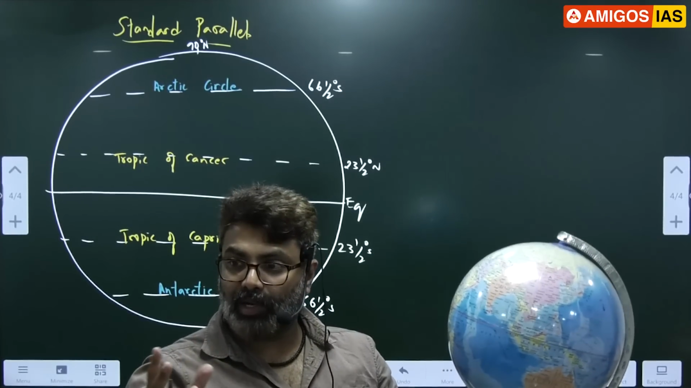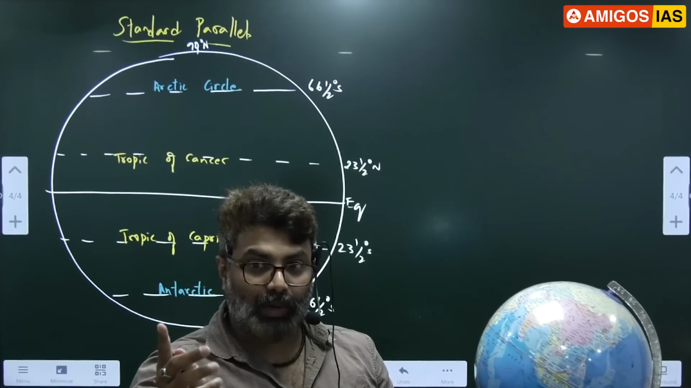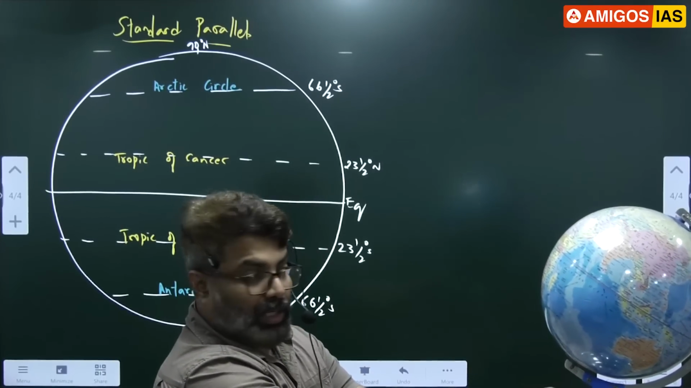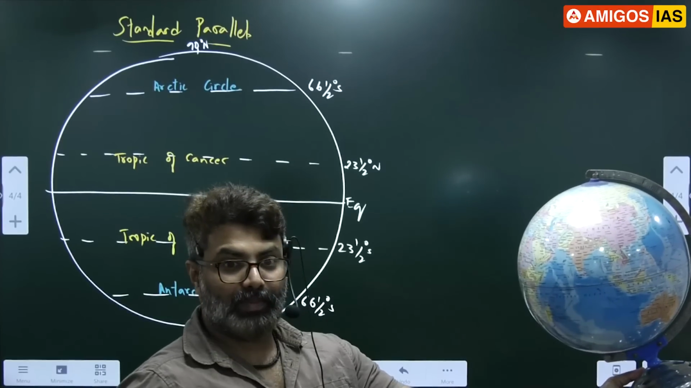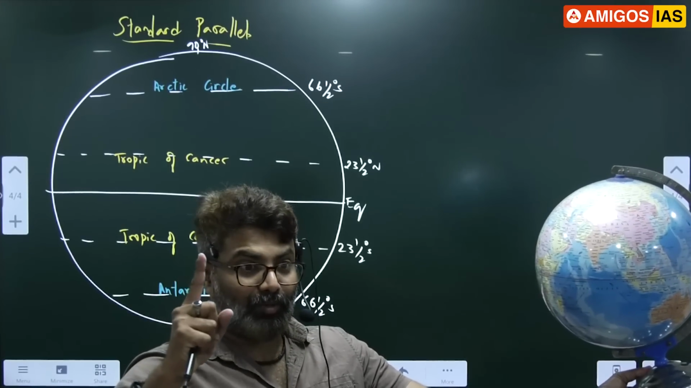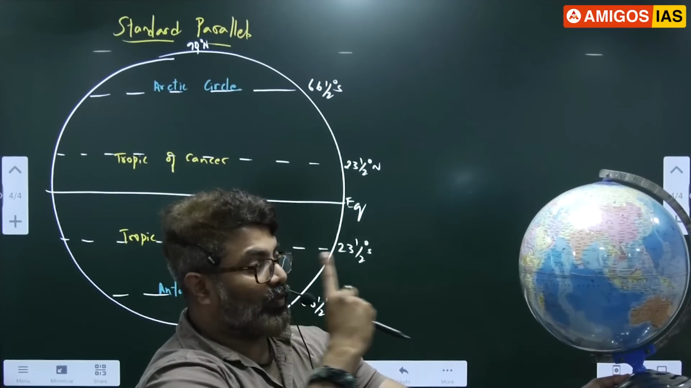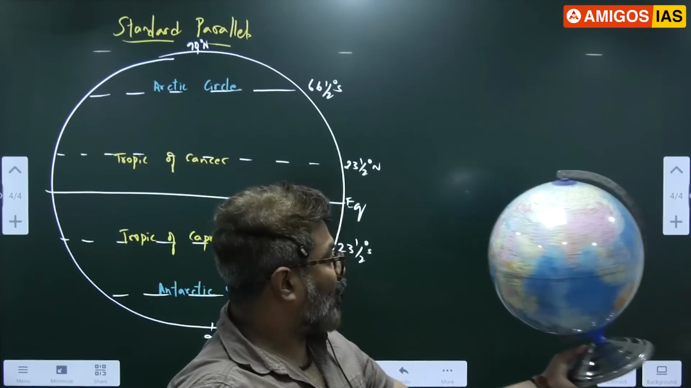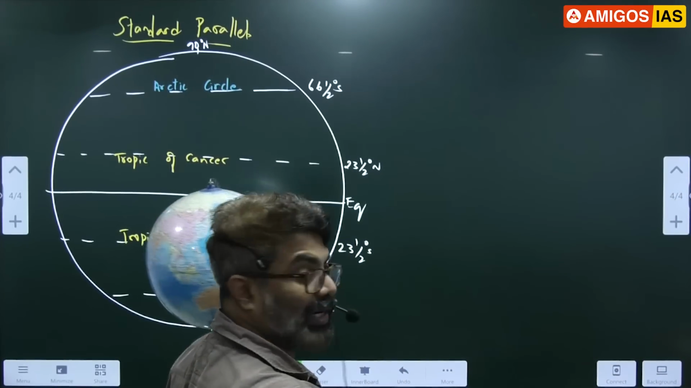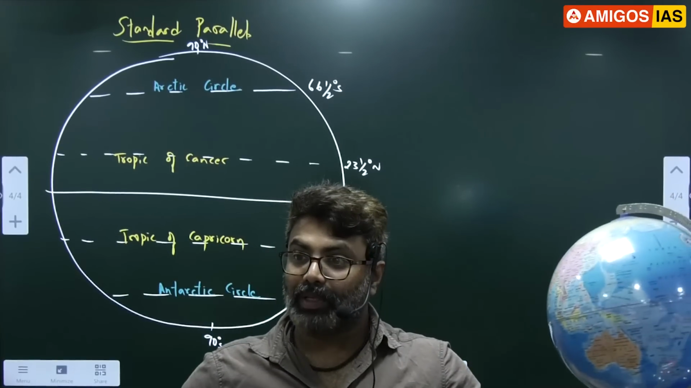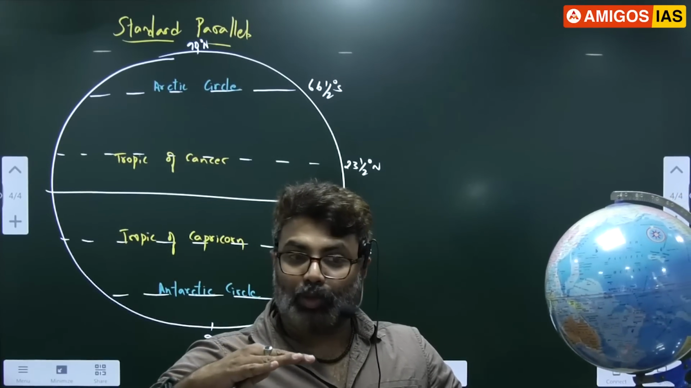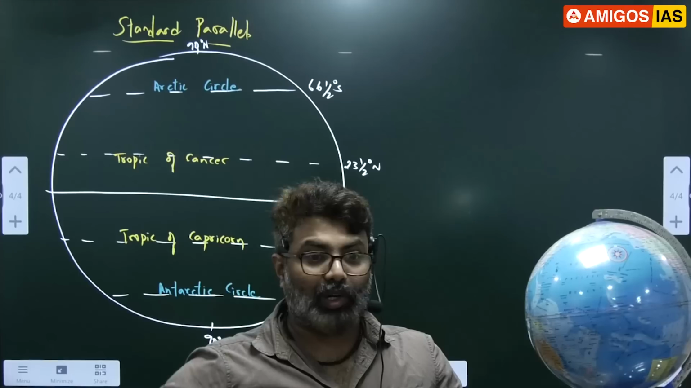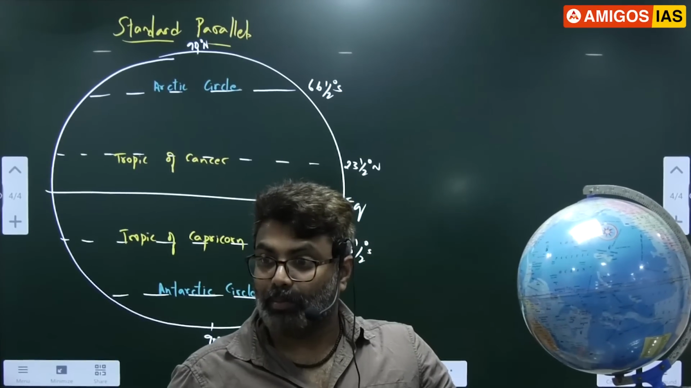You'll be wondering what is happening now. Imagine for 2 seconds, you'll understand. What if there was no tilt? Imagine no tilt means like this. Without tilt, what would have happened? Notice sun rays would be falling over the equator all the time, throughout the year. So day and night would have been equal across the world. 12 hours, 12 hours. But that is not happening.